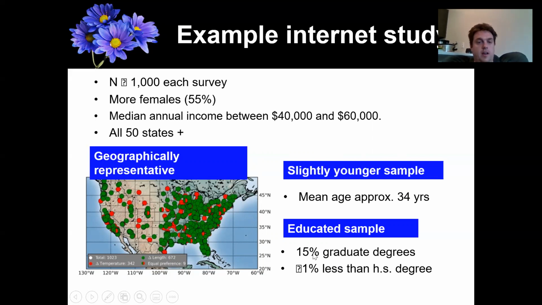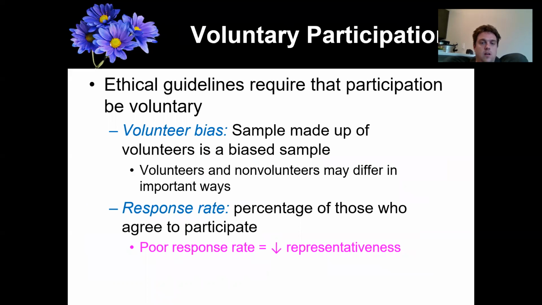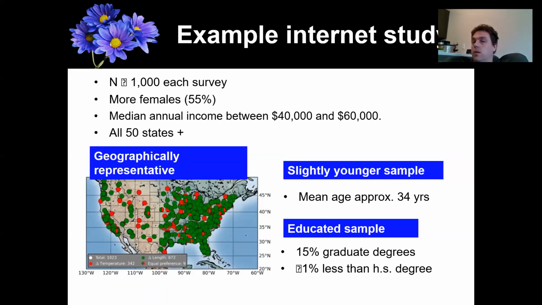So again, that's not very representative. It's geographically pretty representative, but not in terms of other characteristics. More females tended to have more education and a younger age. So even internet research can be non-representative. Okay, so those are all convenience samples, which, as we know by now, are non-representative.